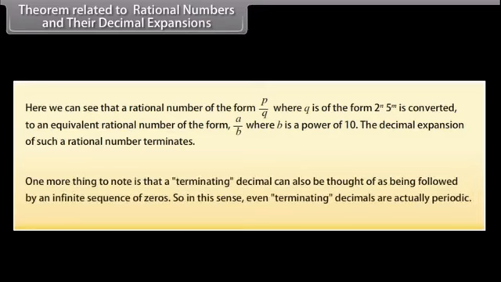One more thing to note is that a terminating decimal can also be thought of as being followed by an infinite sequence of zeros. So in this sense, even terminating decimals are actually periodic.